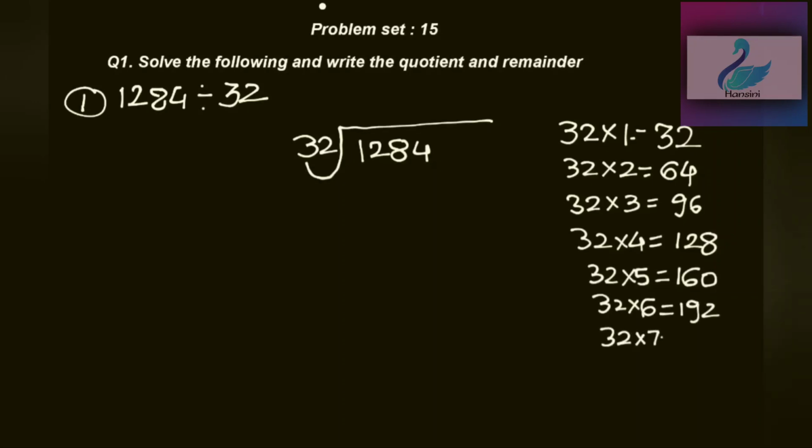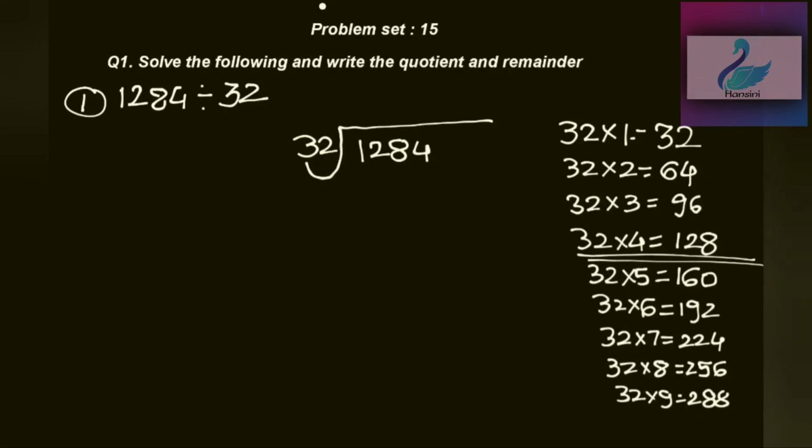32 ones are 32, 32 twos are 64, 32 threes are 96, 32 fours are 128, 32 fives are 160, 32 sixes are 192, 32 sevens are 224, 32 eights are 256, 32 nines are 288, and we all know 32 tens is 320. So now search for 128 in the 32's table.